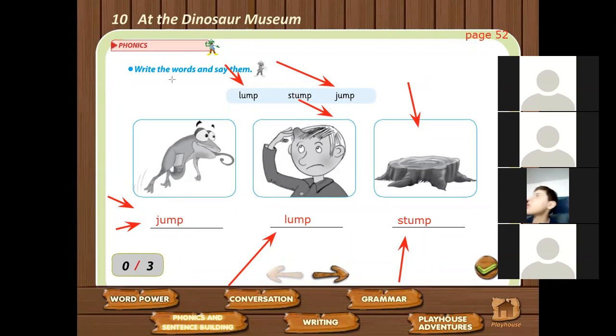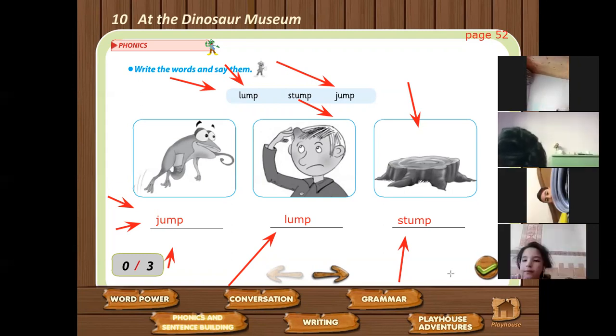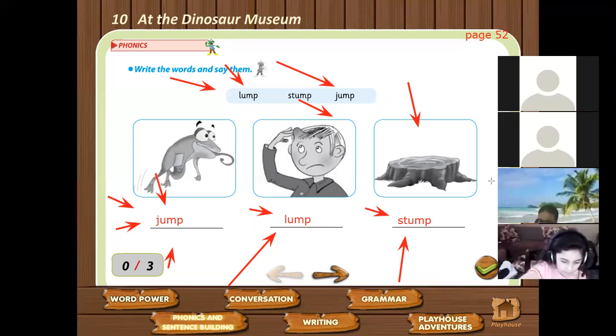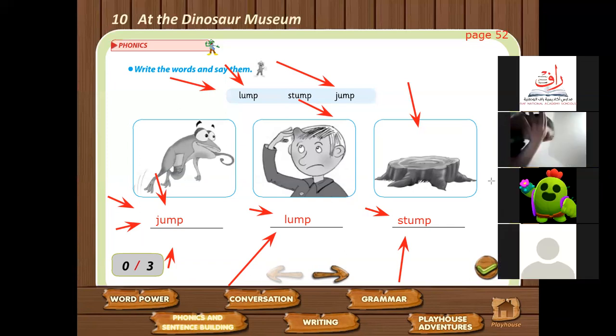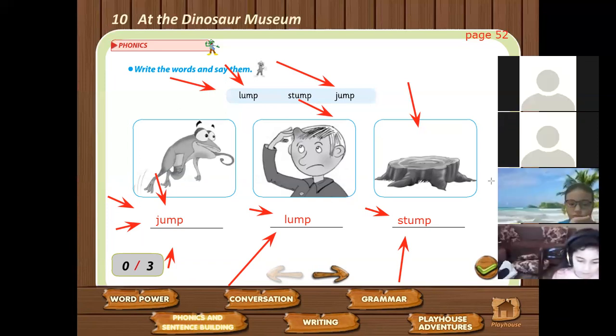Yalla Ritan, read the words. Jump. Ritan. Yes, teacher. Yalla, let's read the words again. Jump, lamp, stamp. Great, excellent. Yalla Mr. Qutayba, read the words again. Jump, lamp, stamp. Excellent. Yalla Aline, let's go for Aline. Yes, teacher.